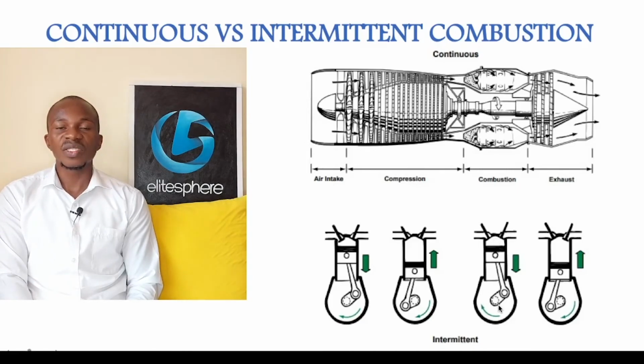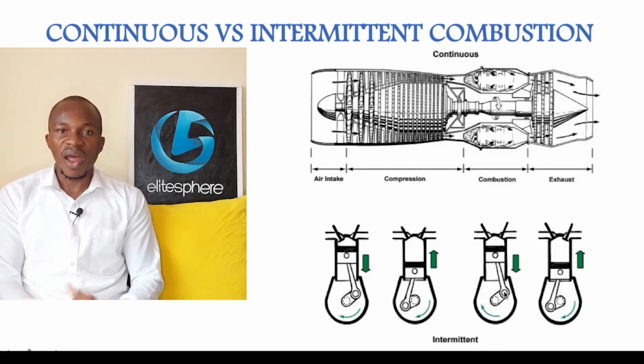This force is transmitted through the piston rod, through the crankshaft, and this is the power that is needed to rotate the crankshaft, which in turn rotates the propeller of the aircraft through a reduction gearbox or through a gearbox.